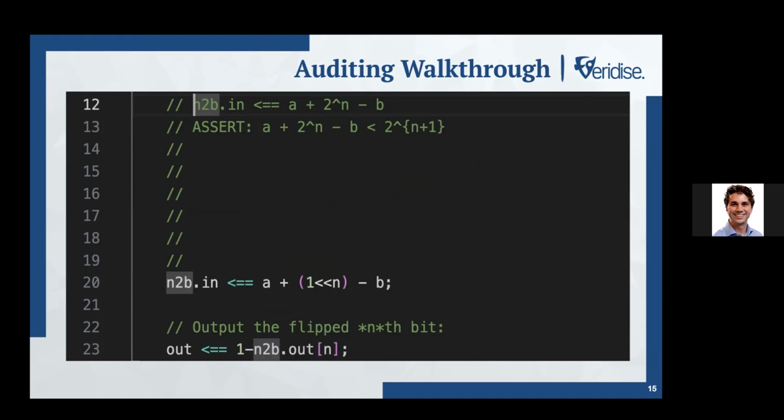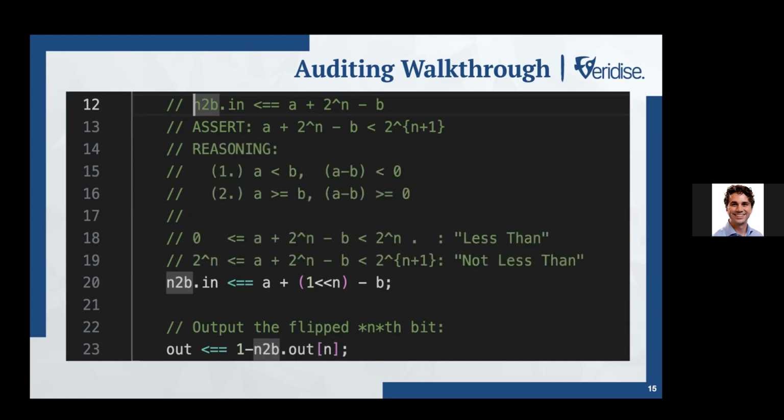And this is the motivation here for the circuit. If A is less than B, adding A minus B to 2 to the n is going to decrease it, so we wind up in this first range when A is less than B. If A is greater than or equal to B, we're going to increase or do nothing to 2 to the n. So if we're adding a non-negative number to 2 to the n, we wind up in this second range.